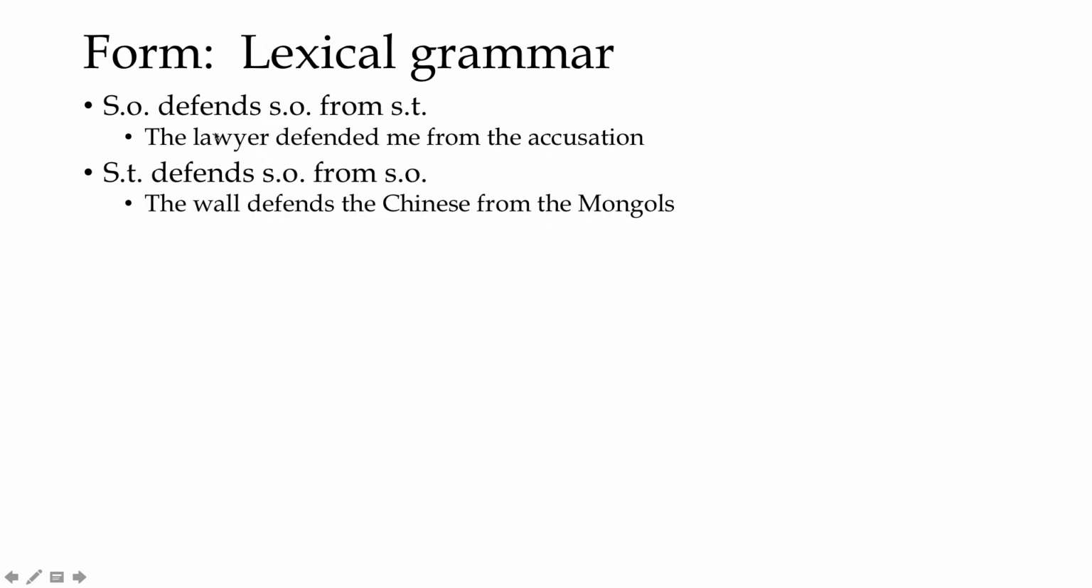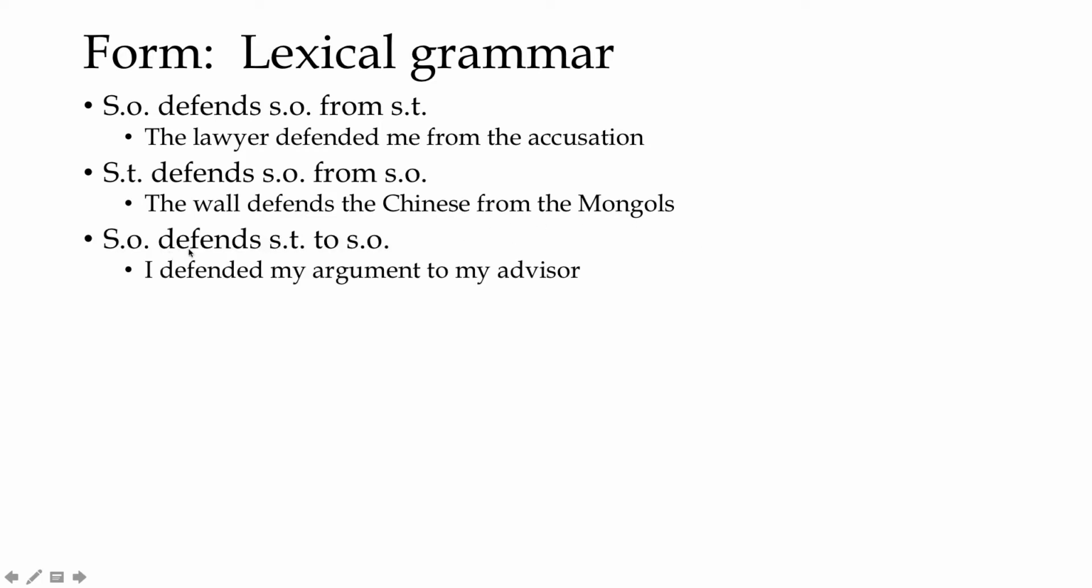This is a little bit different act of defending. The wall defends the Chinese from the Mongols, like the Great Wall of China. Someone defends something to someone. I defended my argument to my advisor. Or I could just say someone defends something. I defended my thesis, or the army defended the city. And I wouldn't need any preposition or anything like that at all.